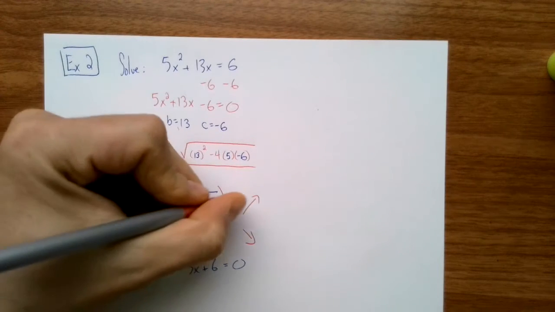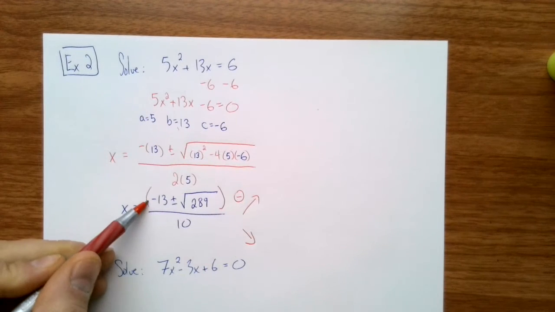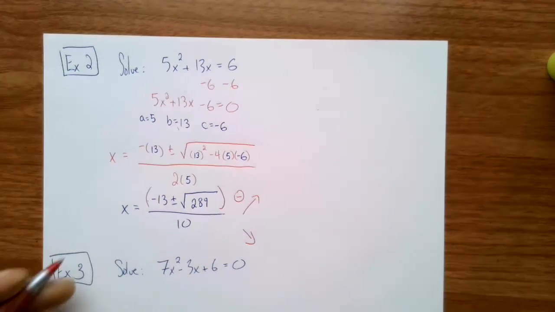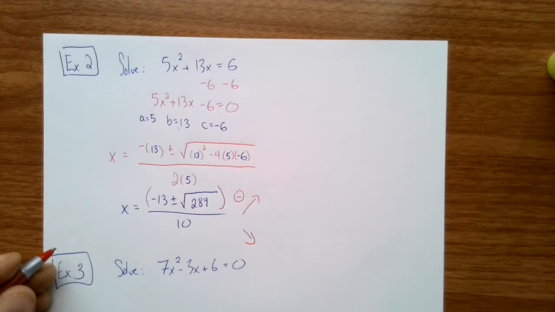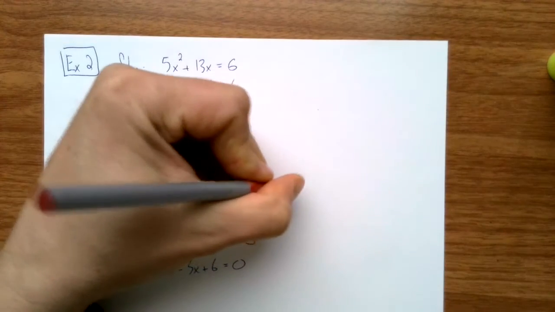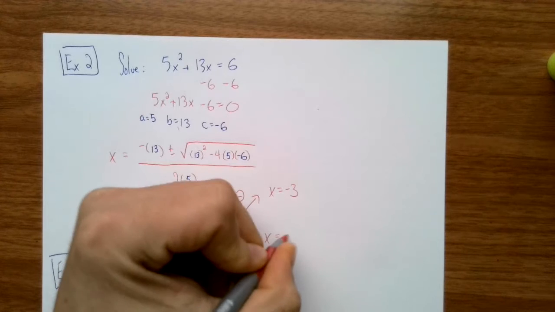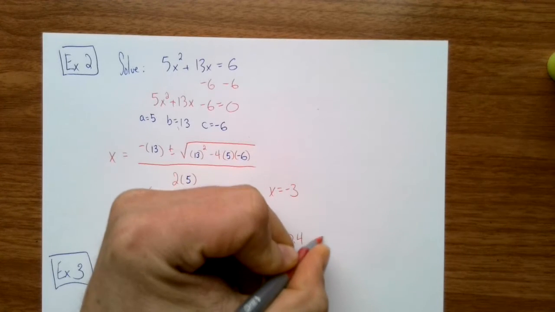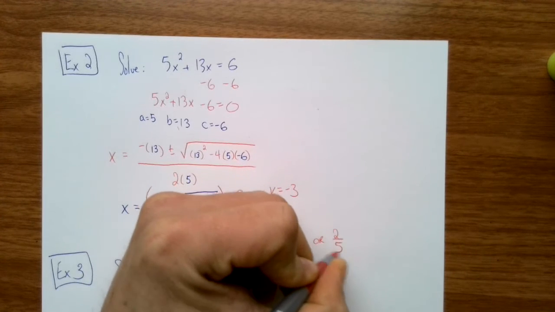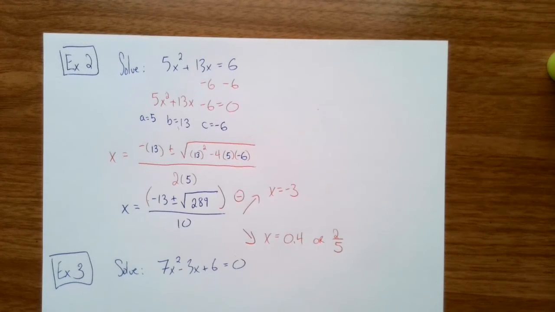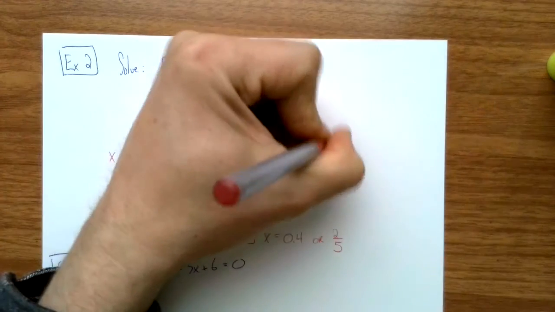And for the subtraction version, when we do negative 13 minus the square root of 289 all over 10, we're going to get x equals negative 3. And when we do the addition version, we're going to get 0.4, or for all you fraction fans out there, 2/5.